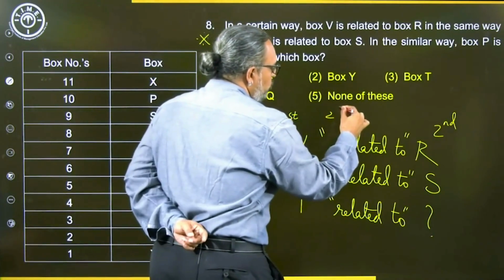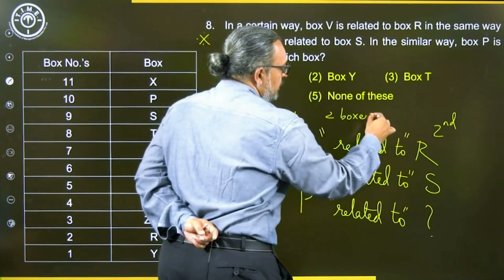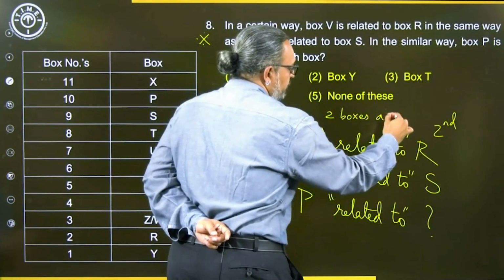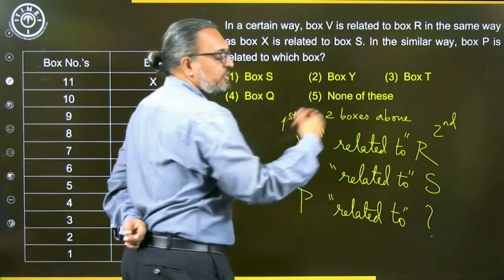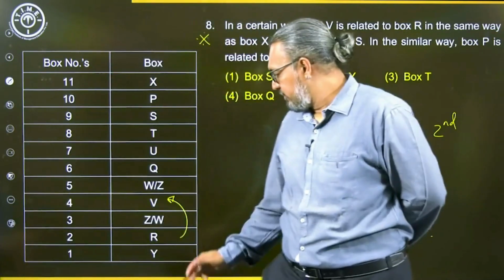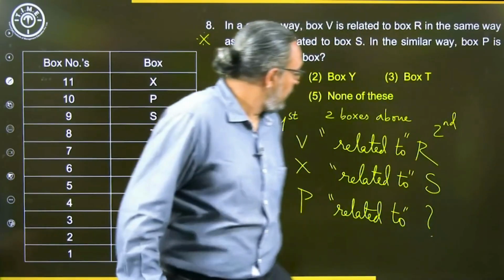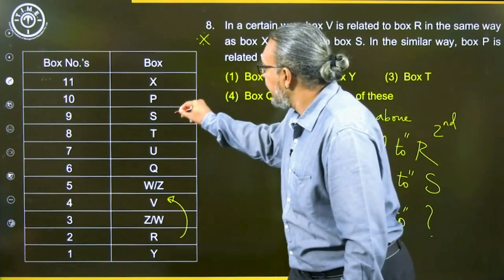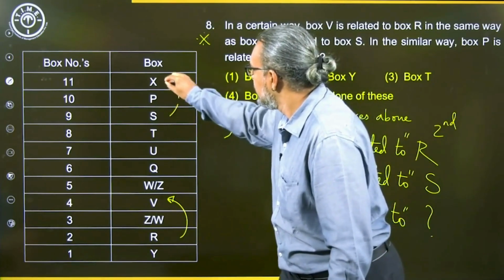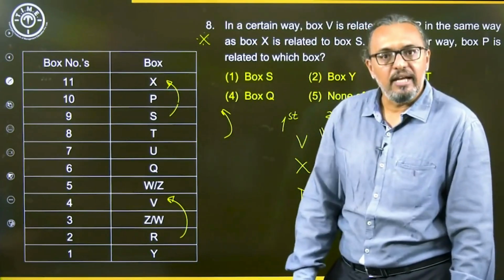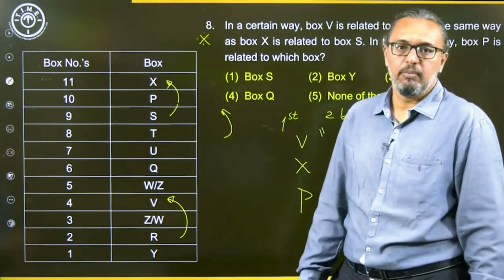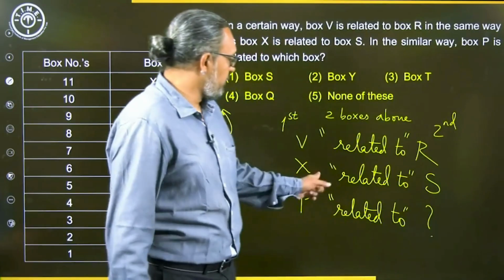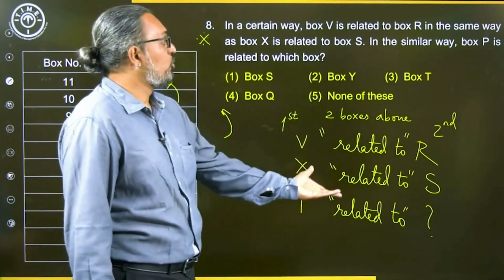Okay, 2 boxes above. V is 2 boxes above R. Can I say it like that? Because it is the second box above. Likewise, X related to S. Check. See again, X is above S, and again it is 2 boxes above. Correct? So same relation. Now P related to what?